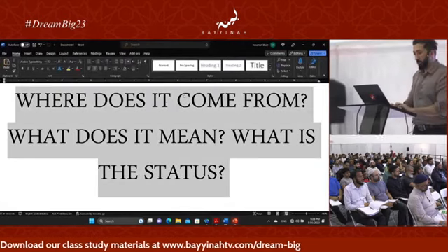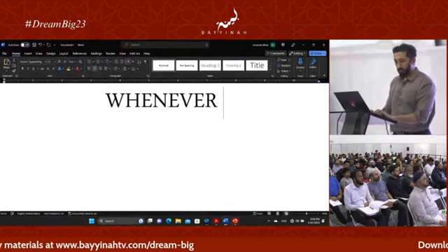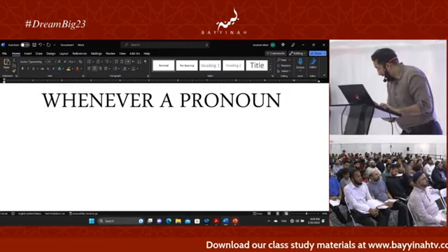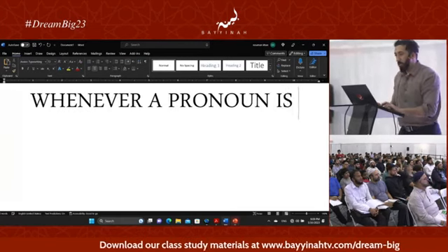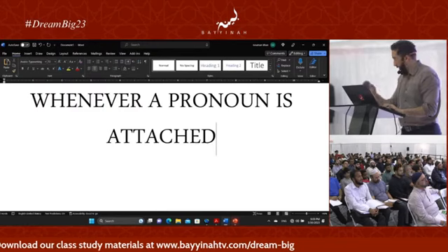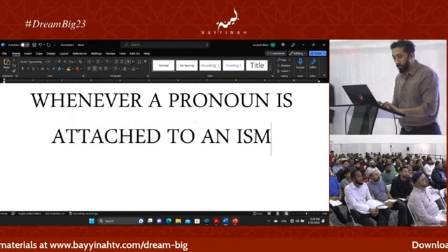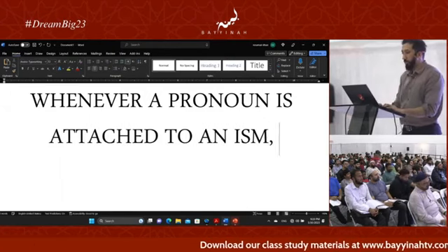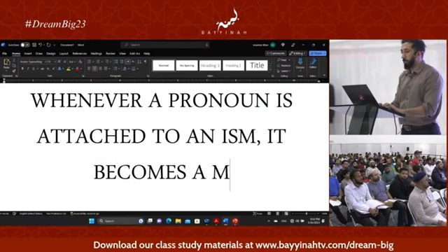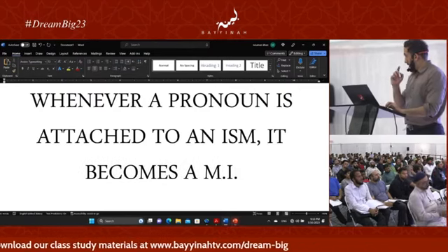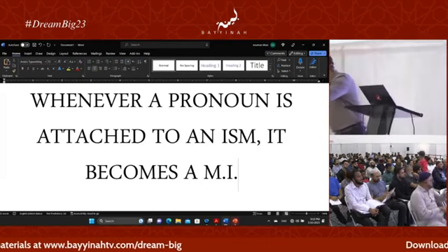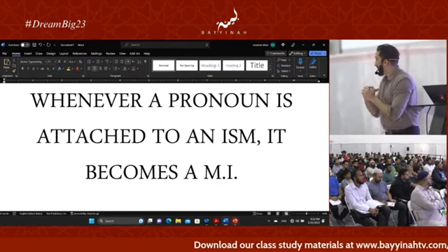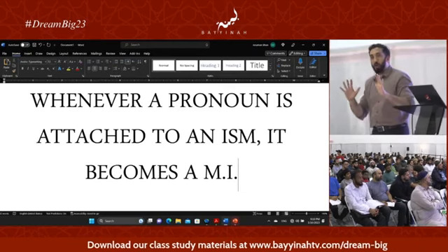Let me tell you a little secret. Don't write this down, just listen and read also. Whenever a pronoun, you know the pronouns now, is attached, and you know when they're attached to an ism. Do you know isms already? A little bit? It becomes a mudaf ilayh. Whenever a pronoun is attached to an ism, what does that make the ism? The mudaf. Every time.